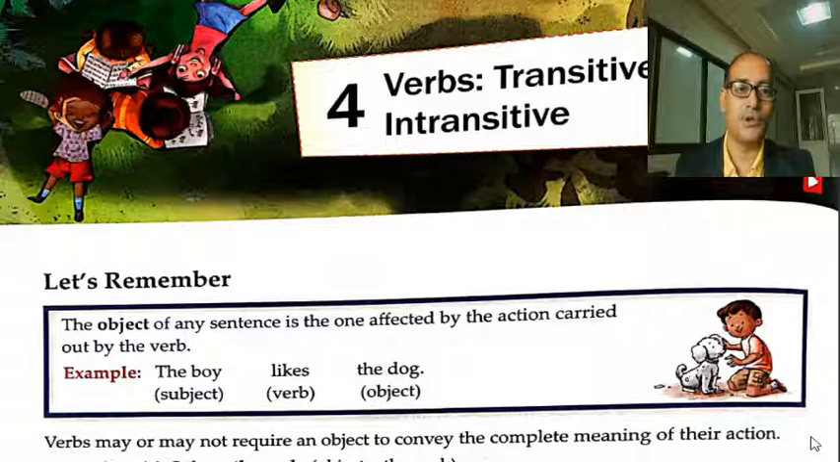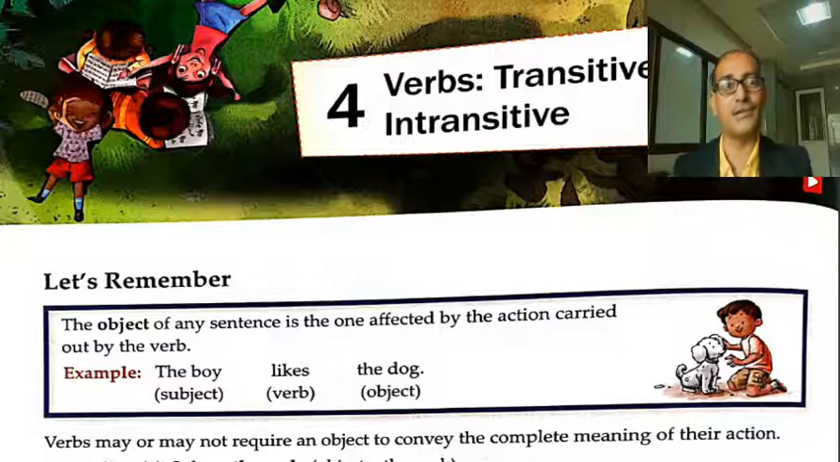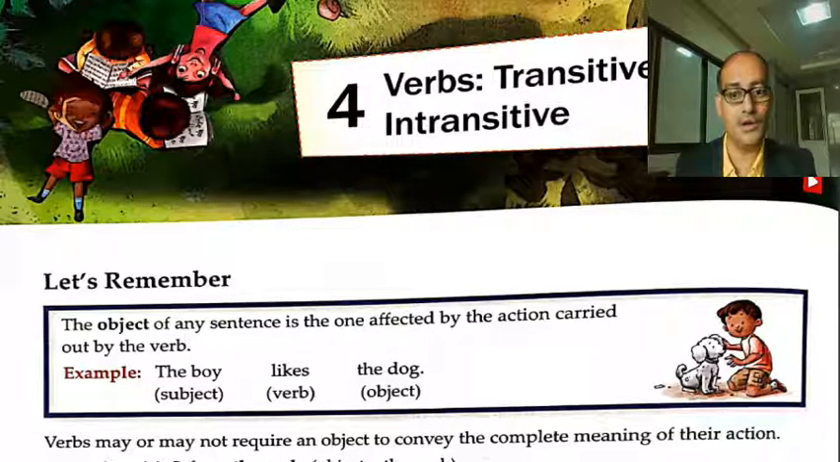So in the sentence the boy likes the dog, dog is the object. She opens the window, window is the object, because the action is done on that particular thing. The subject is doing the action on that particular thing, therefore that is the object. Verbs may or may not require an object to convey the complete meaning of their action.